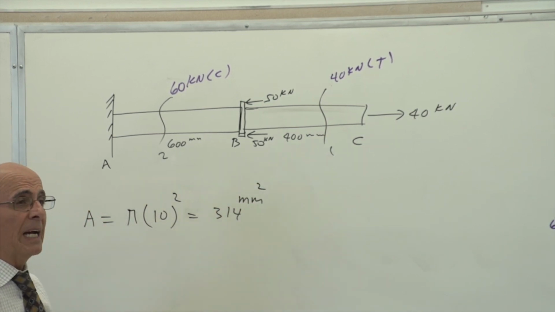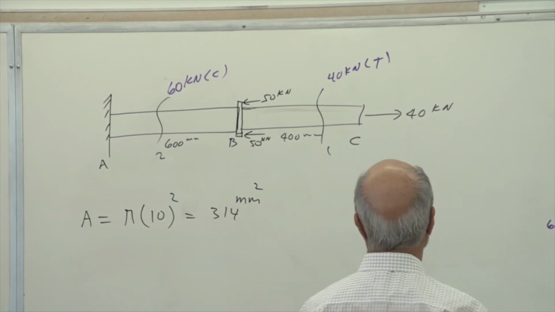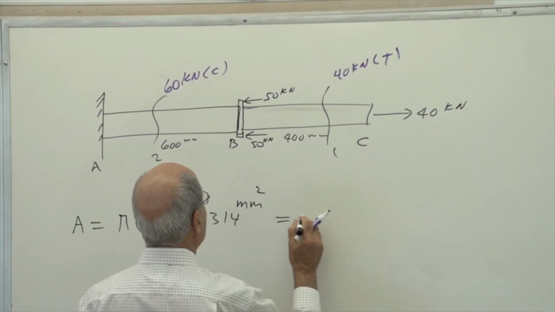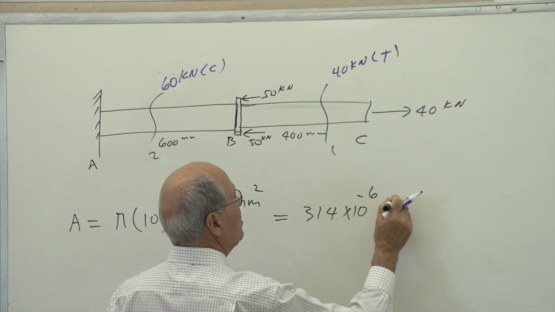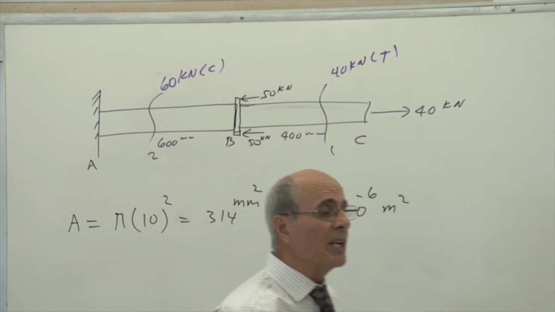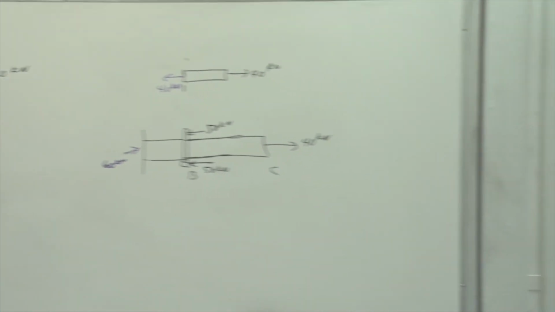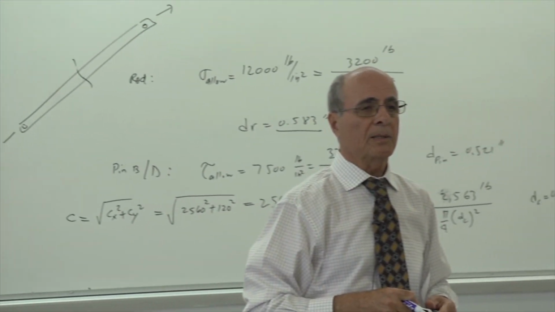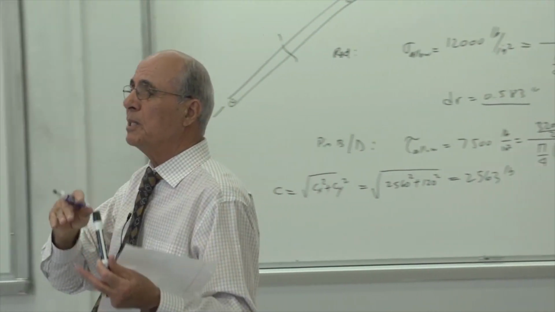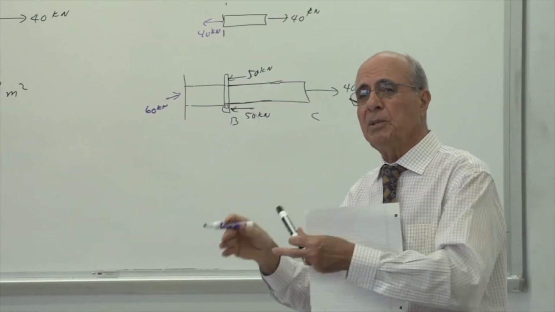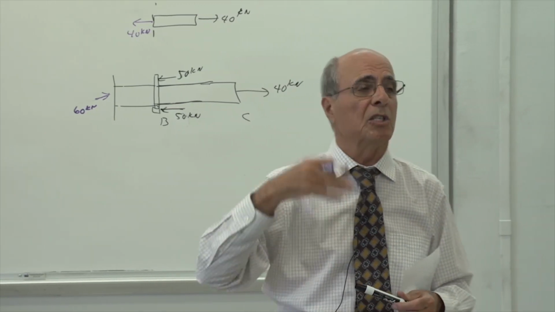But notice everything has to be in Newton and meter. So I have to convert that into meter. So that is equivalent to 314 times 10 to the power of minus 6 meter square. So I have to use minus 6, not minus 3, because it is millimeter to the power of 2. Yes? Many people only put 1,000 because you are not converting meter to millimeter. You are converting square of that. Is that correct? So it's 1,000 to the power of 2.